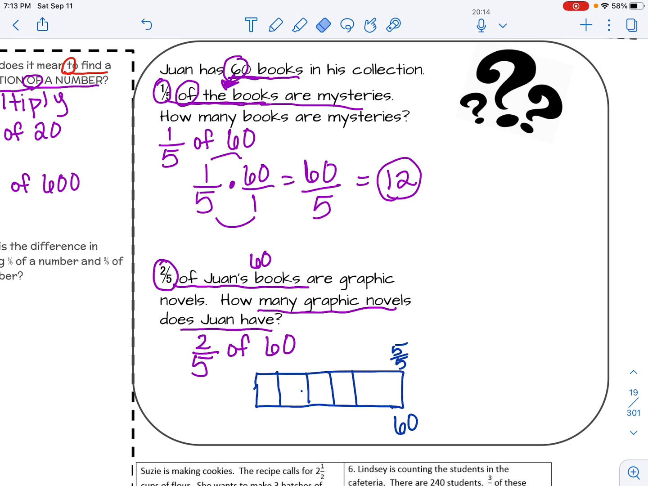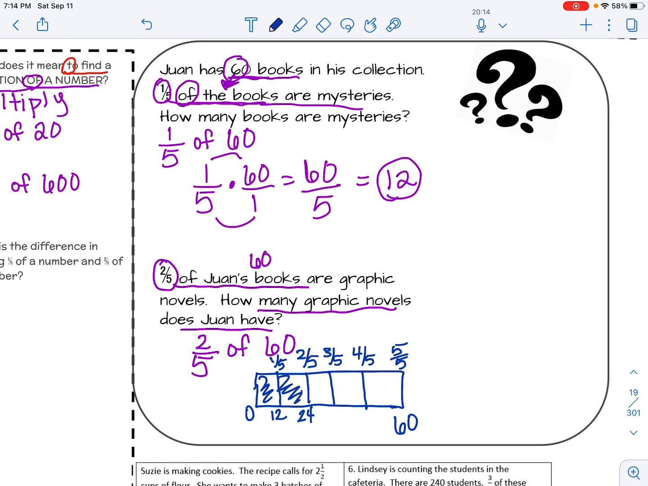And I'm going to break this into fifths. Let me make this a little more even. Sorry about that. All right, here we go. So I know that this would be 0. And then I would have 1/5, 2/5, 3/5, and 4/5. So I know that each fifth is going to represent 12 books, and 2/5 would represent 24, and I can shade that in.